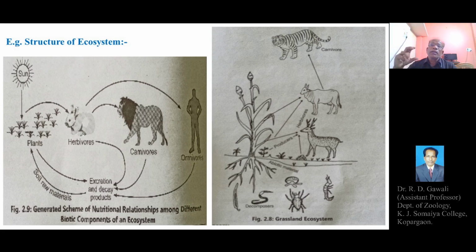So whatever the components of plants and animals after death, these can be decomposed by the decomposers and are then transformed into abiotic factors, maybe in the form of organic or inorganic nutrients, minerals, etc. So this is the figure showing the grassland ecosystem.